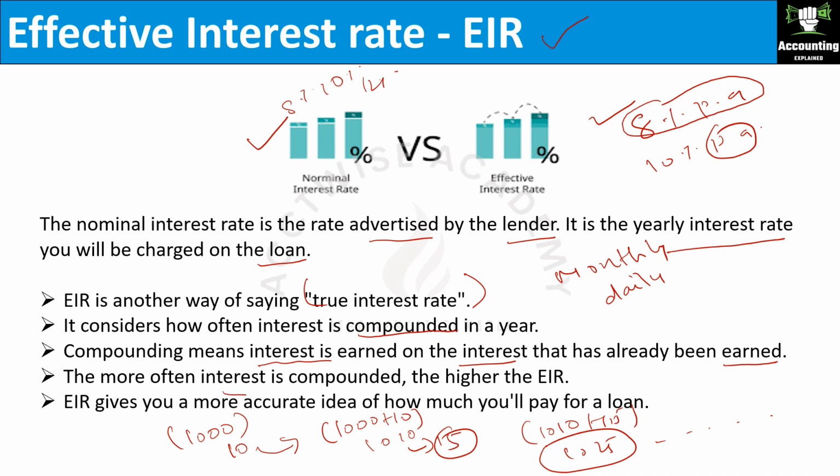The more often interest is compounded, the higher the EIR. So if the interest is compounded yearly, the EIR may be comparatively lesser. But if it is compounded monthly, it will be higher. If it is compounded daily, it will be much higher, the highest. EIR gives you a more accurate idea of how much you will pay for a loan. Since you know how often it is going to be compounded, you can have an accurate idea of how much you are going to pay for a loan.